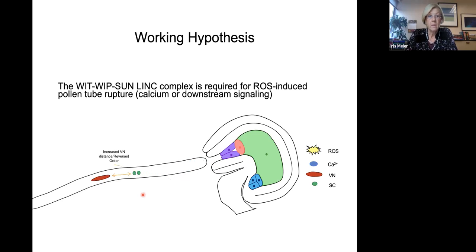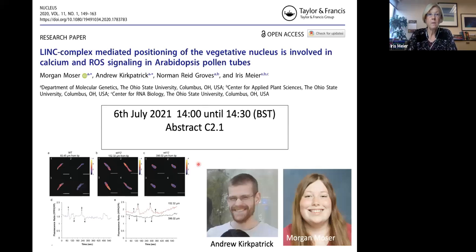So what we hypothesize in our mutant, what we know is that there is this reversed order, and importantly, I think, there is this increased distance between the vegetative nucleus and the pollen tube tip. So what we think is that the ROS burst still occurs, but that somehow this nucleus at a distance is now no longer able to pick up a signal at the pollen tube tip, and this signal is most likely the calcium influx, and that therefore downstream of this event, the burst can no longer occur. So we're focusing in on reactive oxygen species and calcium here with our hypothesis.